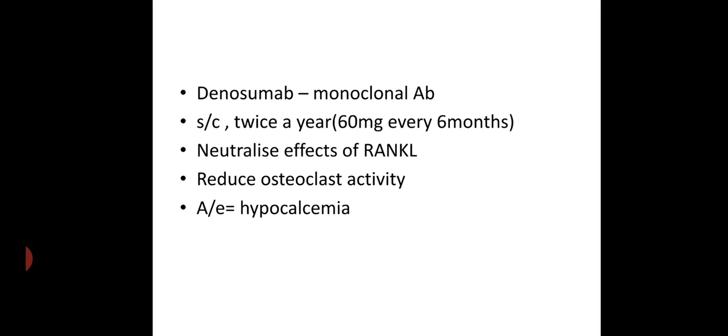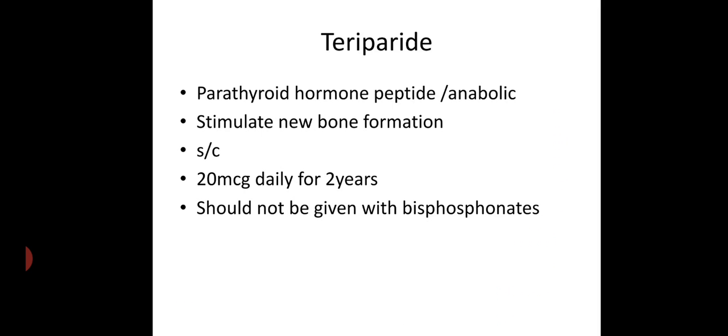Next one is a monoclonal antibody, denosumab. It is given subcutaneously twice a year. The dose is 60 mg every 6 months, and it neutralizes the effects of RANK ligand, and it reduces osteoclast activity. Adverse effect is hypocalcemia. The next drug is romosozumab. It is an antibody against sclerostin, and it is under trial.